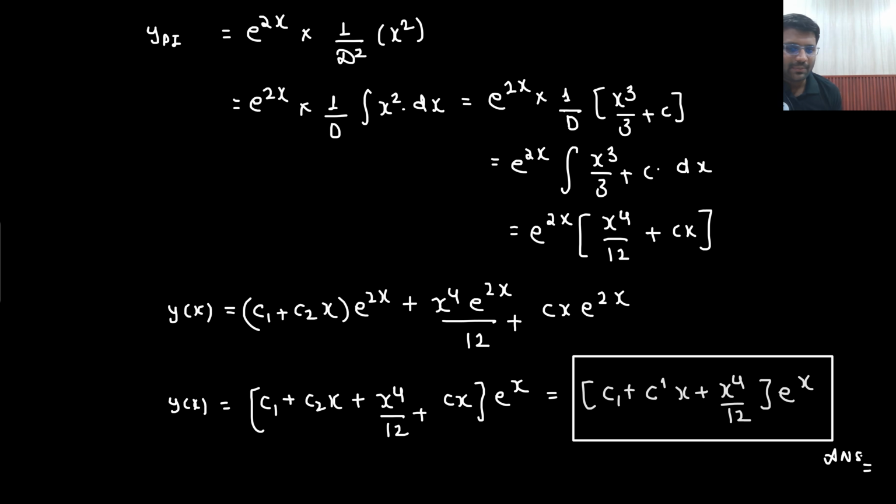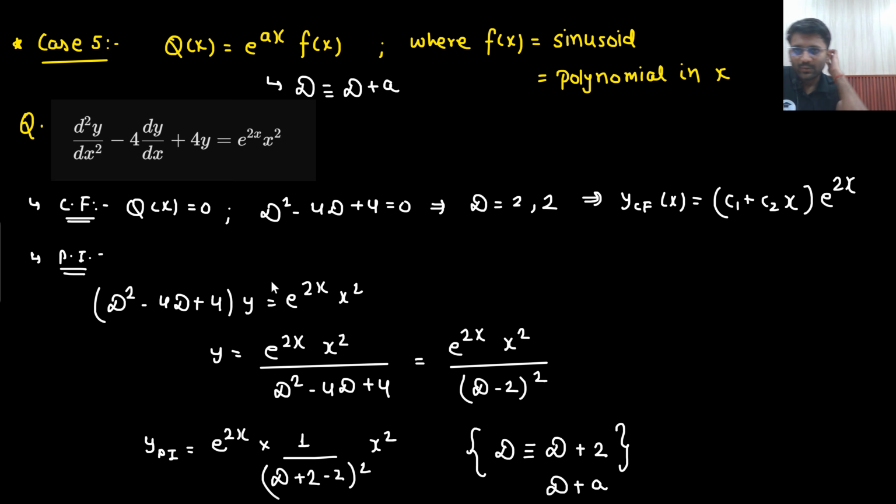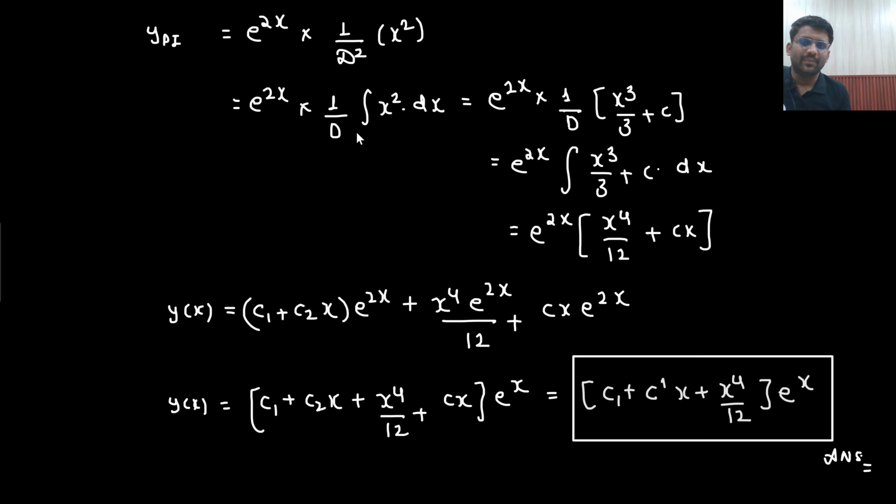Okay. So very simple process was there, that, sir, e to the power ax I need to take aside. When I am taking e to the power ax as constant, I need to do one thing. D will be replaced with D plus a. Job done. So D will be replaced with D plus 2. So it will become D square. Simply you need to integrate 2 times. You will get x to the power 3 by 3. Then you will get x to the power 4 by 12. That's it. Along with that, some constant will also come.